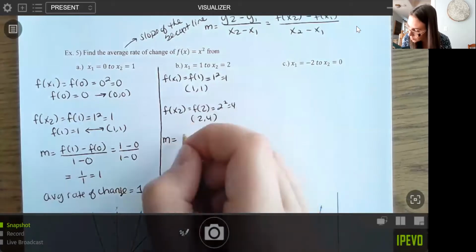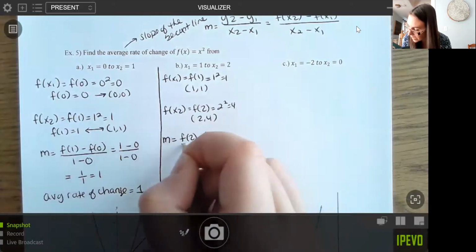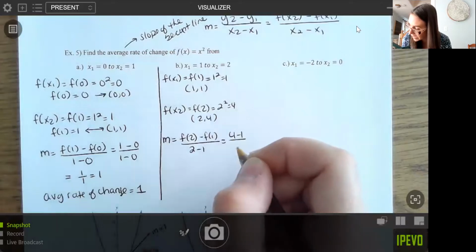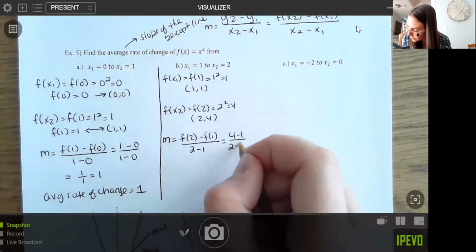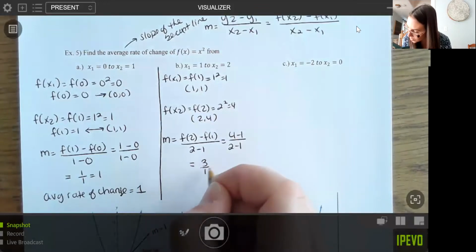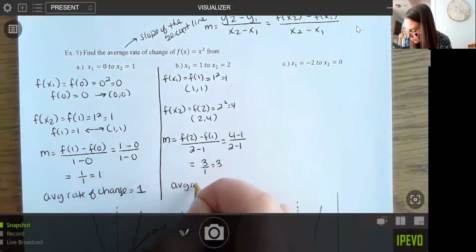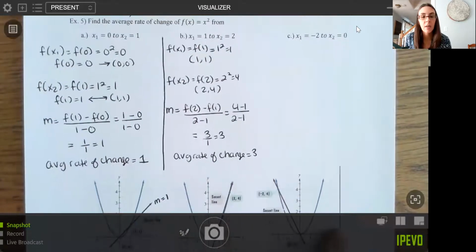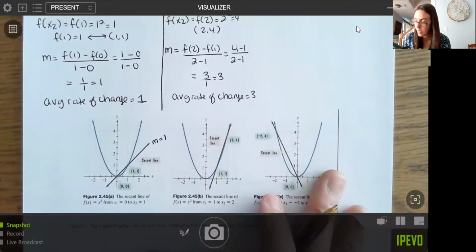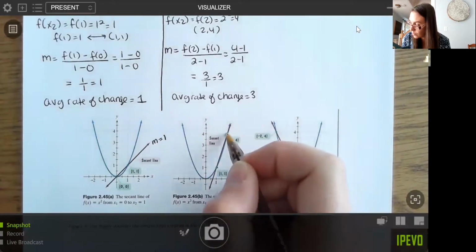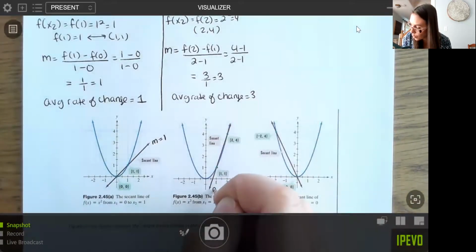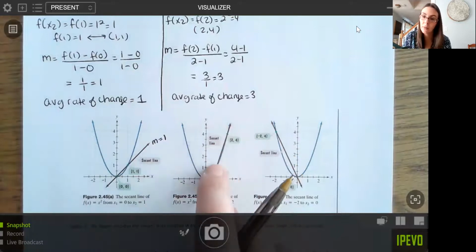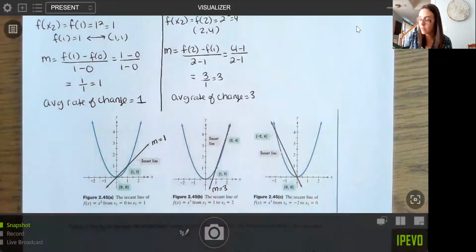So all we're going to do is subtract those y values on top and the x values on bottom. Our y values here are 4 and 1. Our x values are 2 and 1. And what I get is 3 over 1, which is just 3. So my average rate of change there is 3. If you look at the graph, here's that first point (1, 1), here's the second point (2, 4), there's the secant line in between, and the slope of that secant line is 3. You can see it's much steeper than the first line. So from here to here, you have a faster rate of change. That curve is growing faster than it was from here to here.